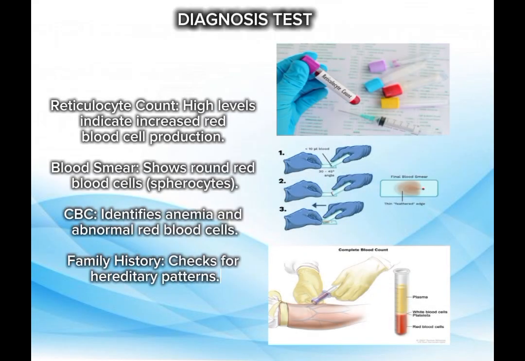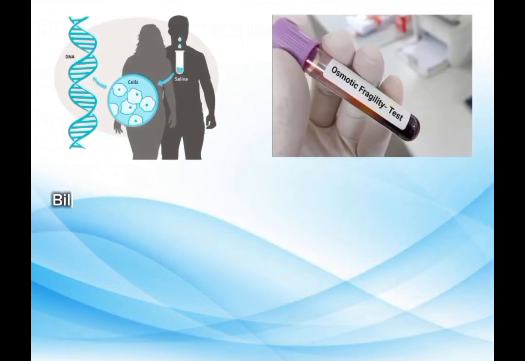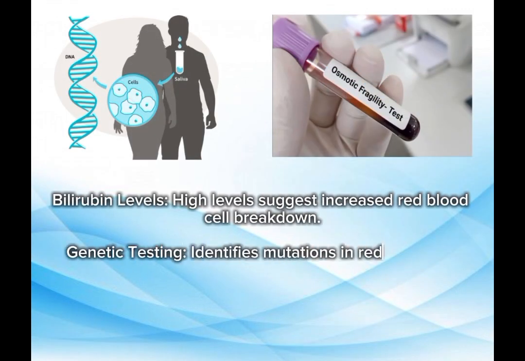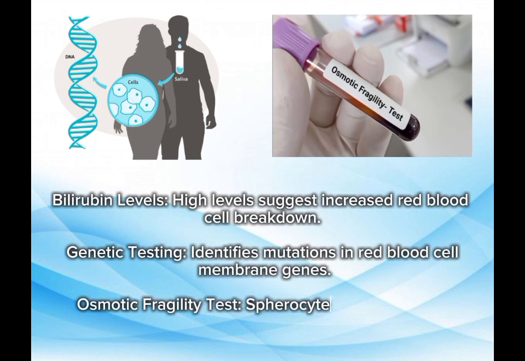Let's proceed to diagnostic tests. Reticulocyte count: high levels indicate increased red blood cell production. Blood smear shows round red blood cells. CBC identifies anemia. Family history checks for hereditary patterns. Also, we have bilirubin levels. High levels suggest increased red blood cell breakdown.